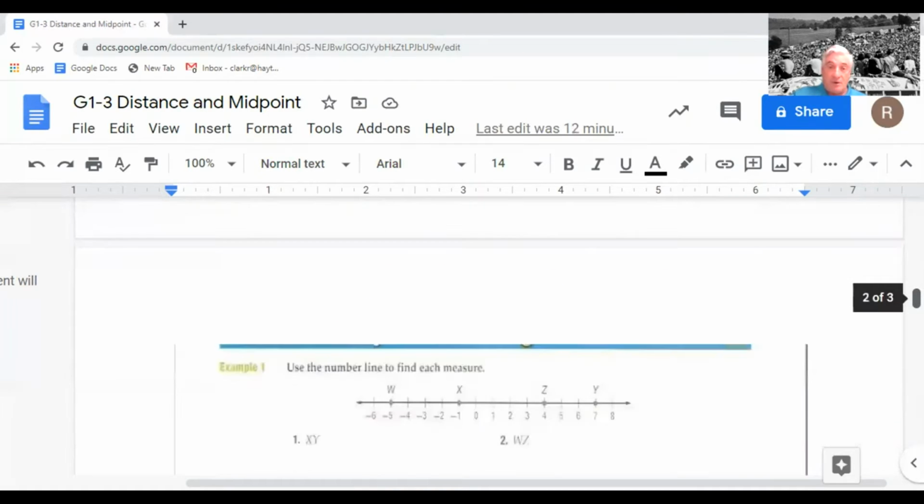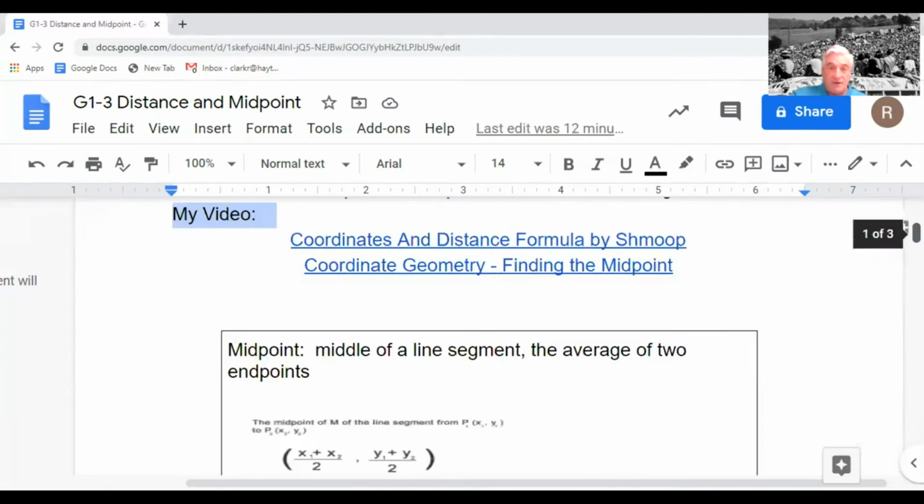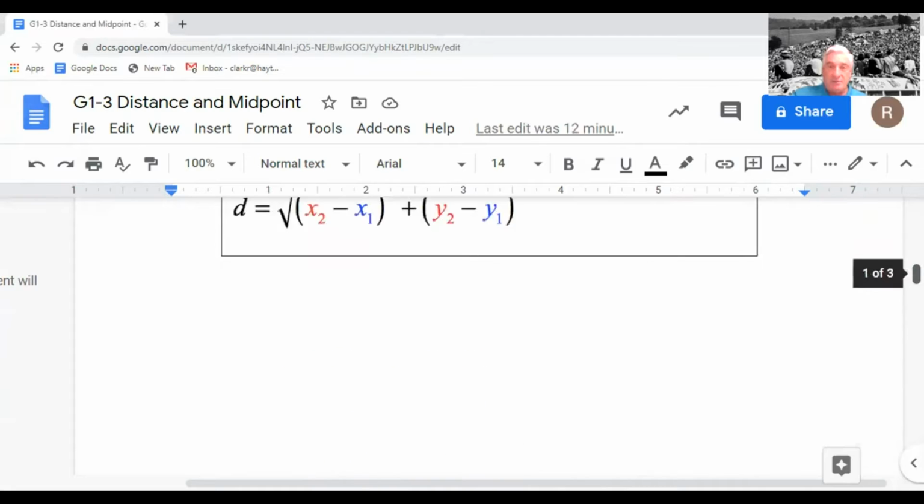Let me start with midpoint, might be the easier one. There's the midpoint formula, but let me get some points here. First of all, do I need points? You've been averaging things since second and third grade. If you made a 90 on one test and an 80 on another test, your test average is an 85. How'd you get that? You added them up and divided by 2. And that's what I'm going to do here with the midpoint.